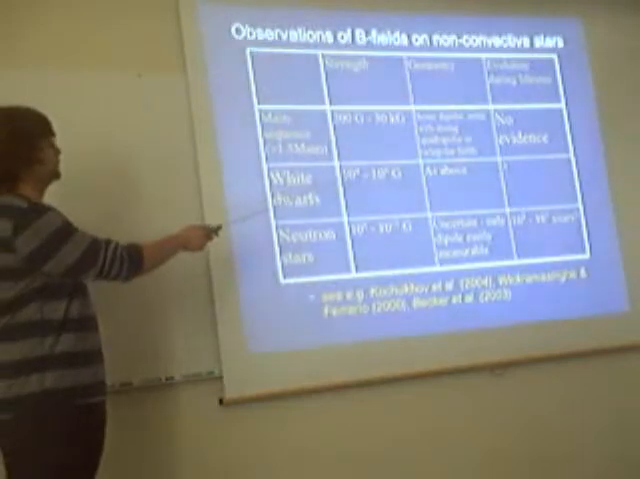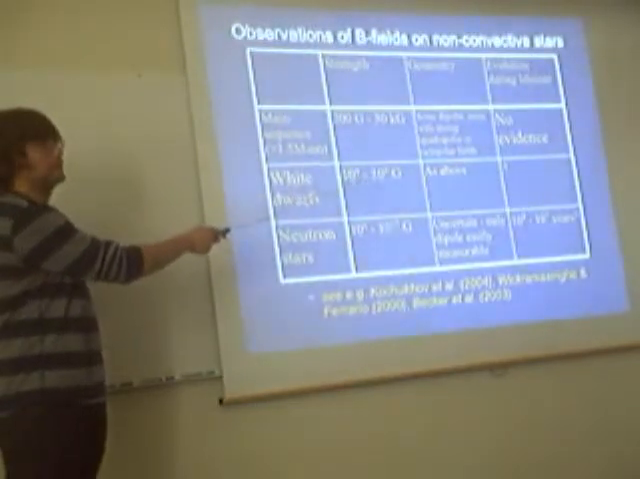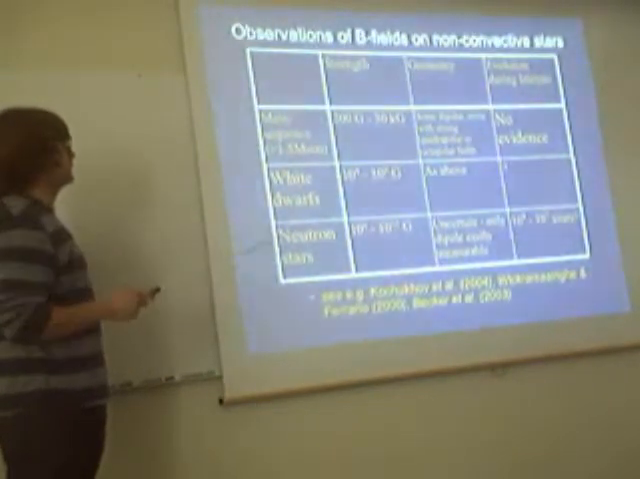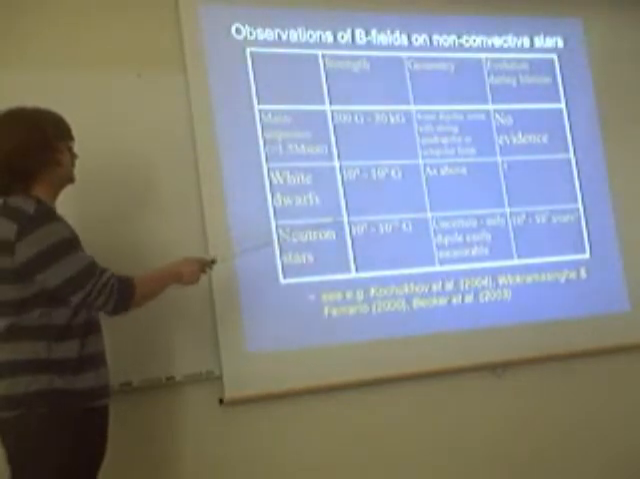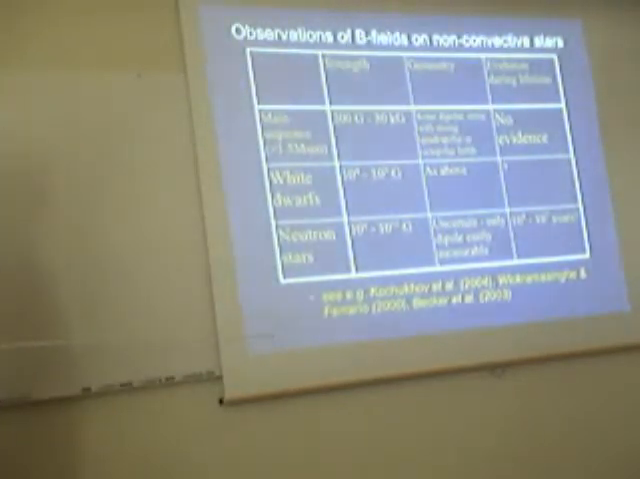So the white dwarfs, they're smaller, and they have a similar flux. So obviously they have a stronger field, and neutron stars again they have a stronger field because they're even smaller.